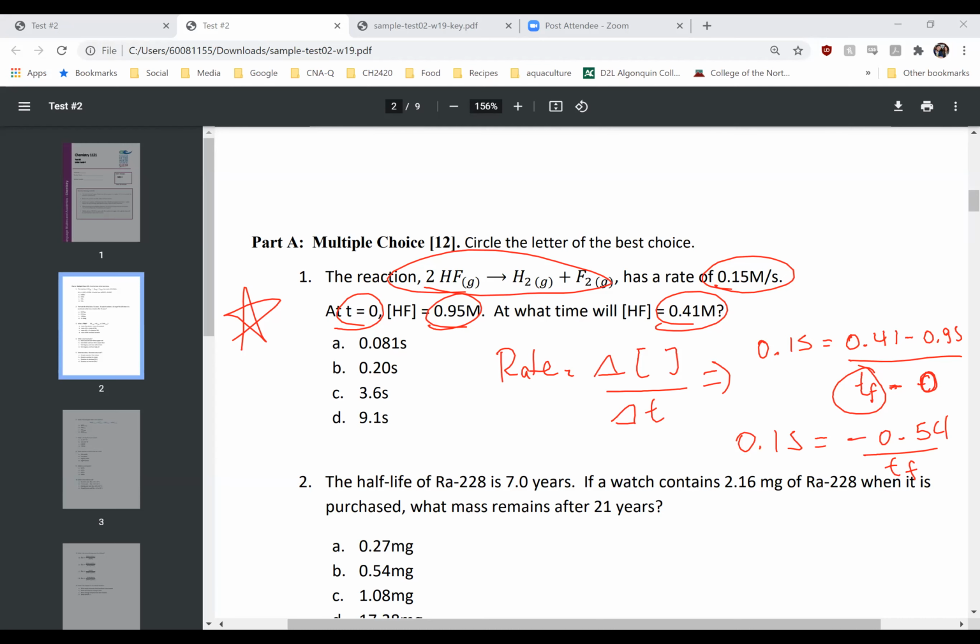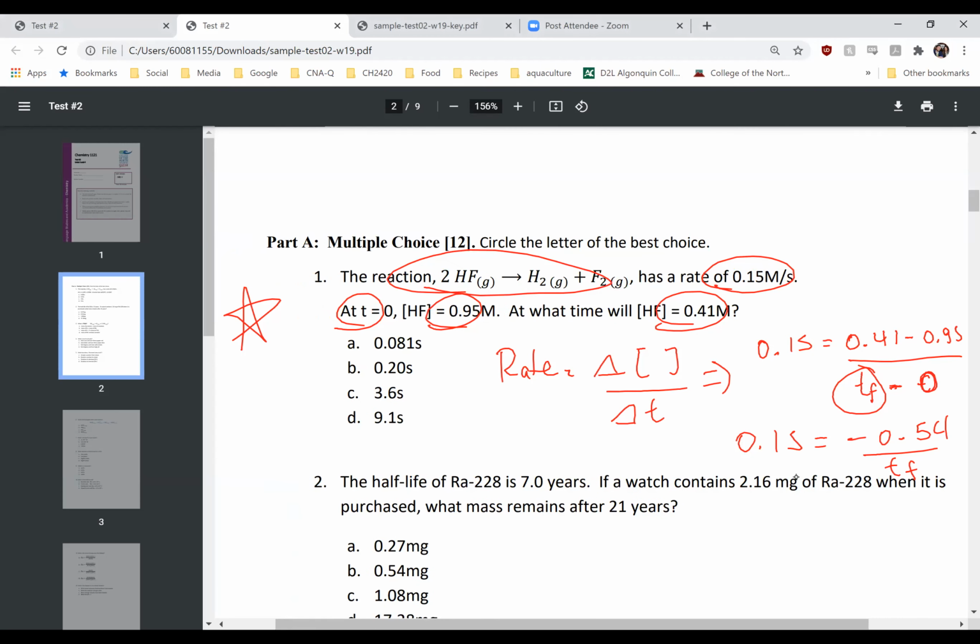But realistically, I hate writing on this. The answer is here. And you would solve for your final time, T final. So there's a little bit of algebra here. What it ends up being when you rearrange it is your final time is 0.54 over 0.15. And you would get 3.6.